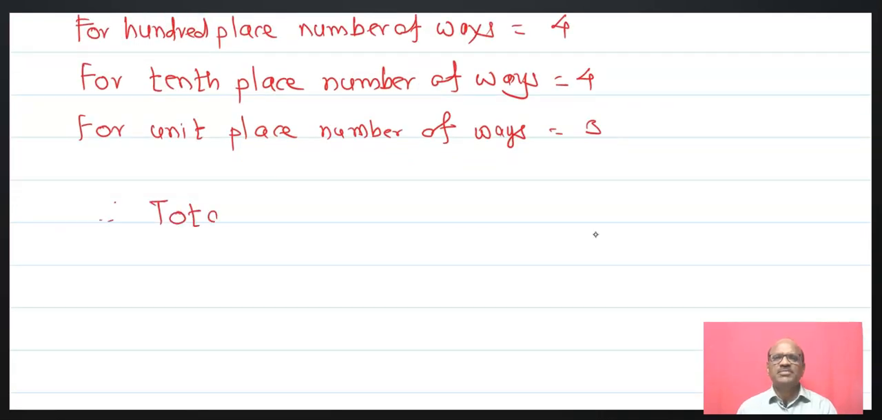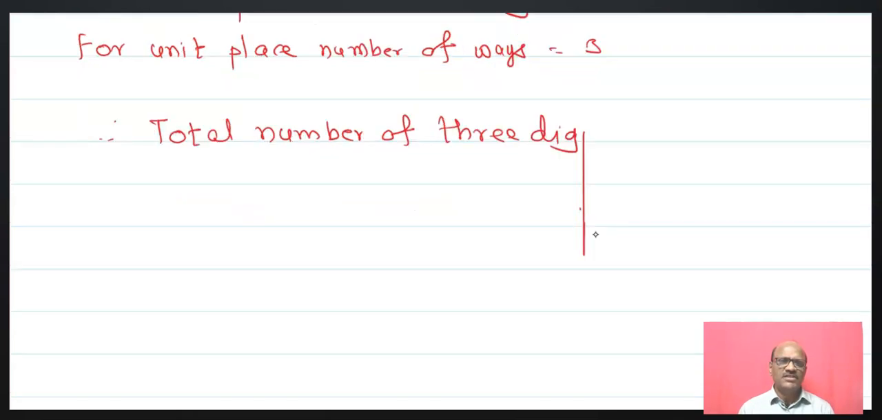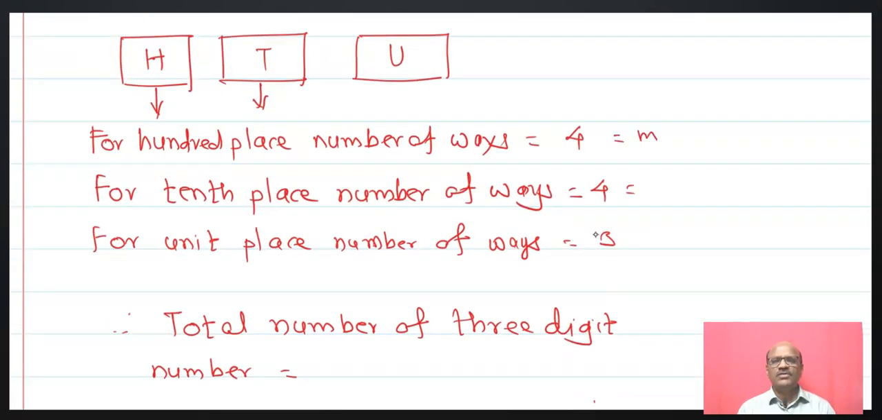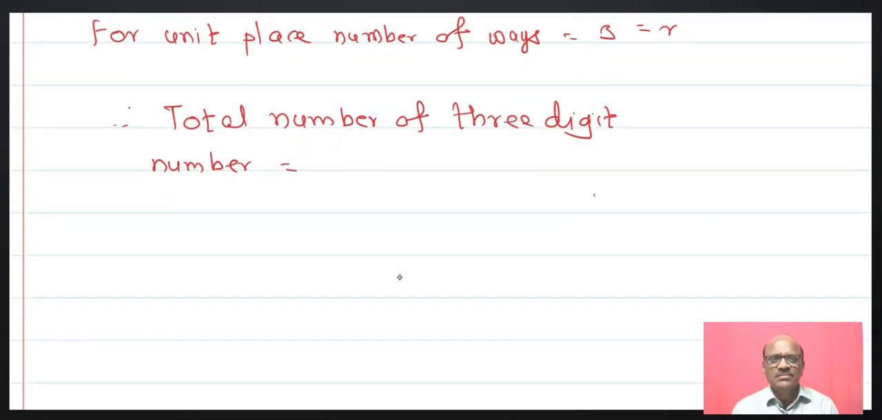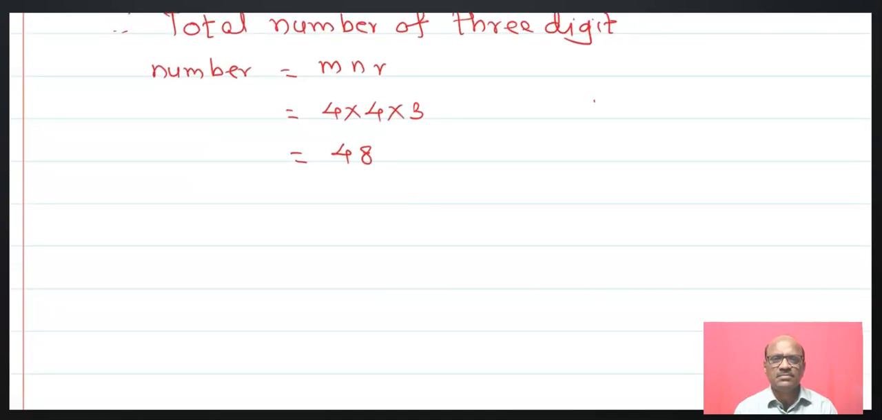Therefore by the principle of multiplication, the total number of 3-digit numbers is equal to 4 into 4 into 3, that is m into n into r, that is equal to 48.